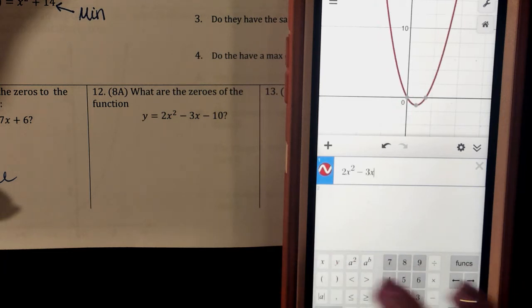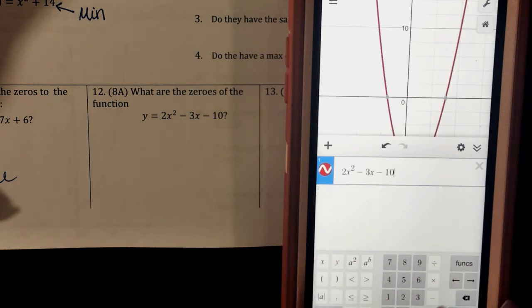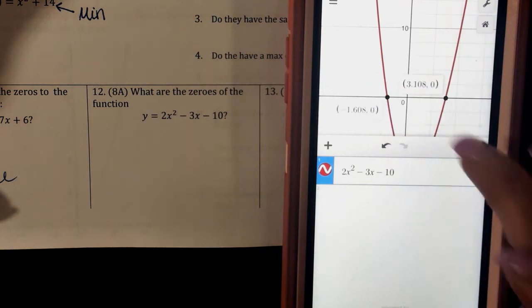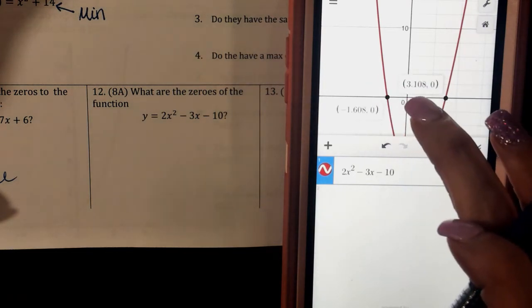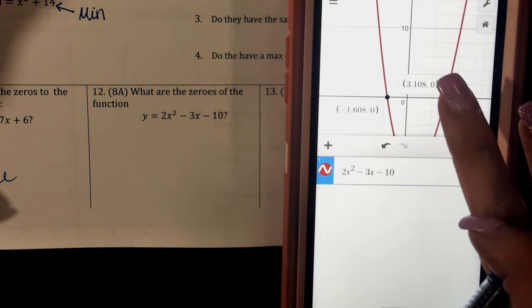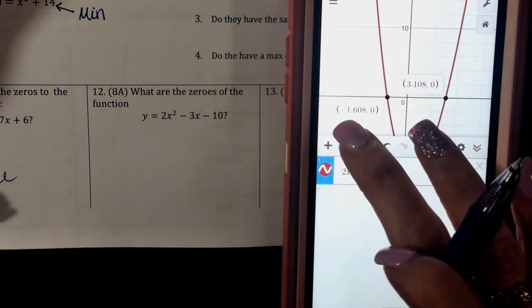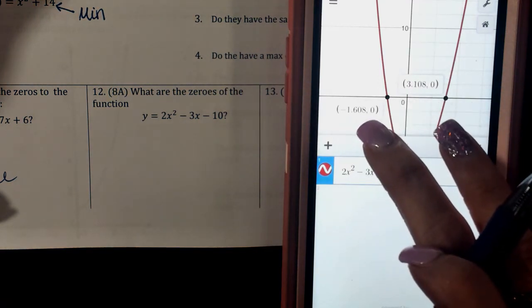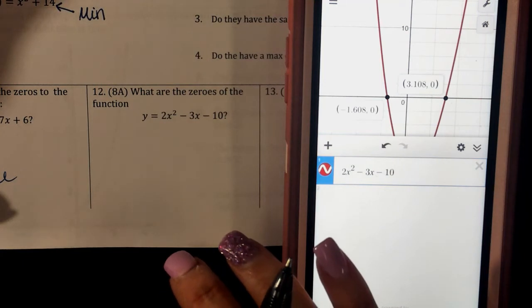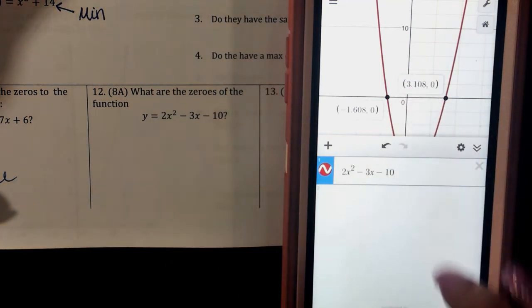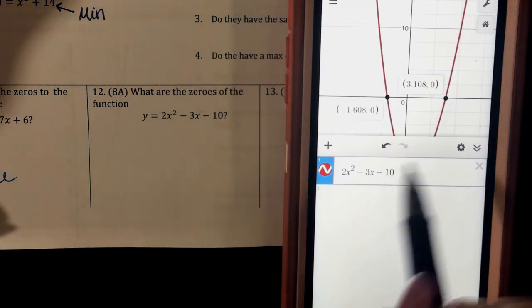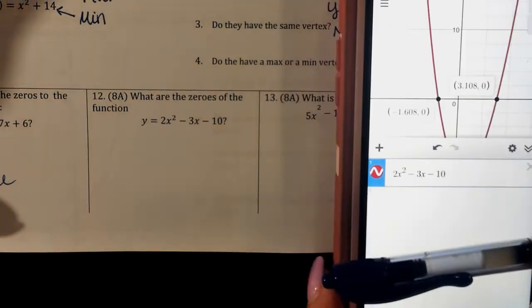Minus 3x minus 10. I'm going to look at the zeros. You're going to write them down. It's 3.108 is one, and negative 1.608 is the other. You want to convert those, do math, enter, and turn those into decimals or into fractions. Oh my goodness, I can't do that. Let's see if it works. Yeah, it's not going to work on that one, so we're going to leave them as decimals for now.